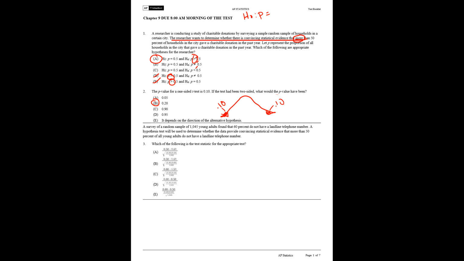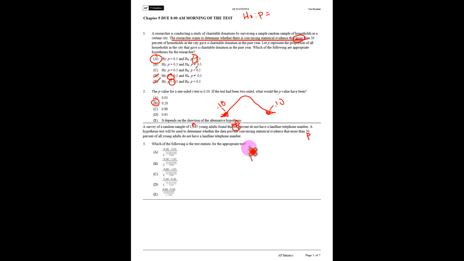Okay, number 3. In a survey of a random sample of 1,045 young adults, it was found that 60% do not have a landline phone number. A hypothesis test will be used to determine if there is convincing statistical evidence that more than 50%. So this is p hat, 60%, and this is P, and this is N.